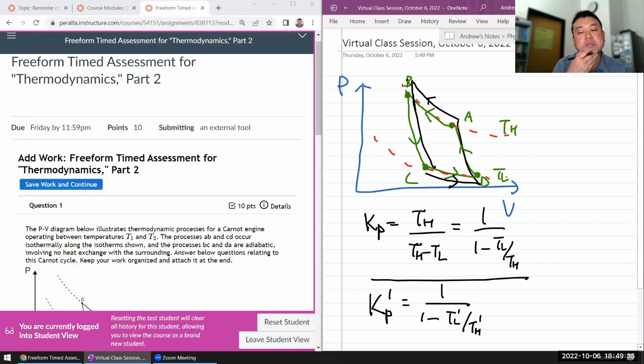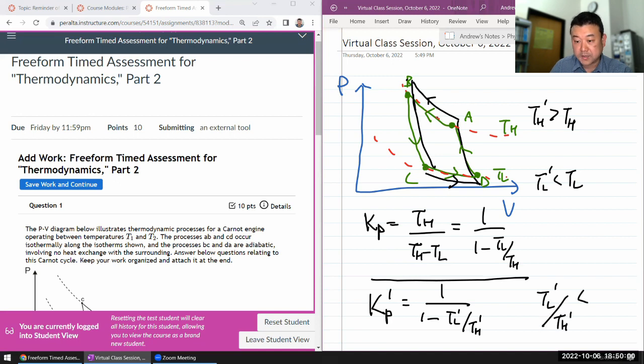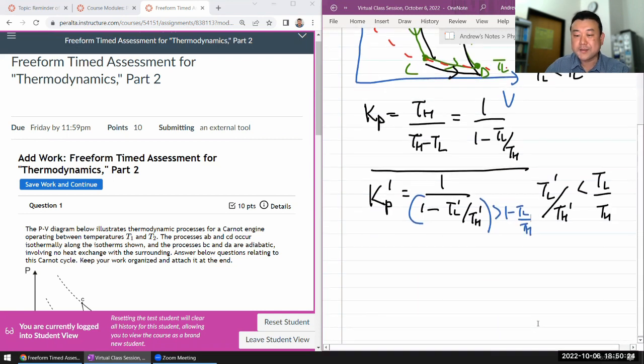So I'm trying to compare these two numbers. And so comparing them, from this picture here, TL prime is less than TL, and TH prime is greater than TH. So the numerator is less and the denominator is greater. Yeah, so I can say TL prime over TH prime is less than TL over TH. Both of these effects are working in the same direction. So this being less, one minus this is greater than 1 minus TL over TH, and this denominator being greater, that means Kp prime is less than Kp.